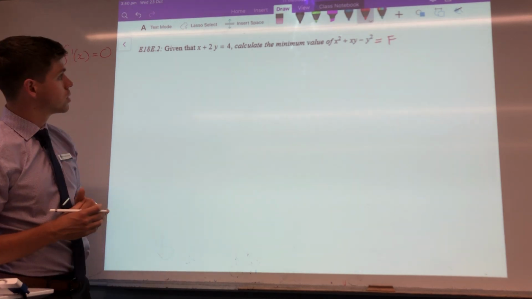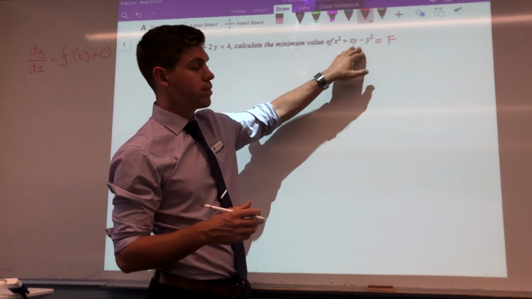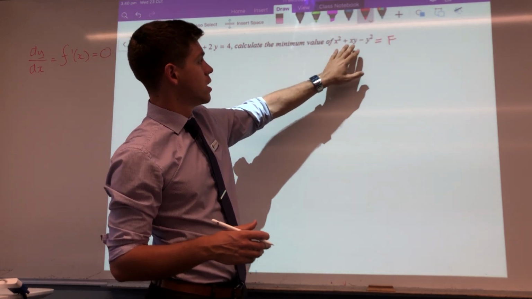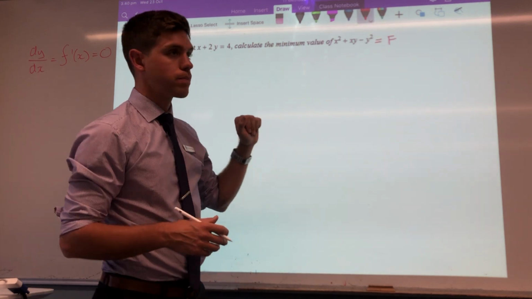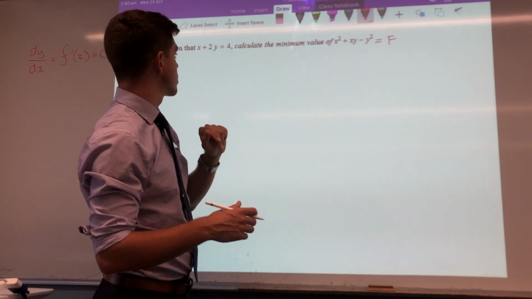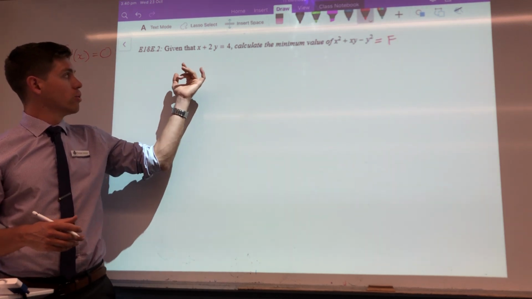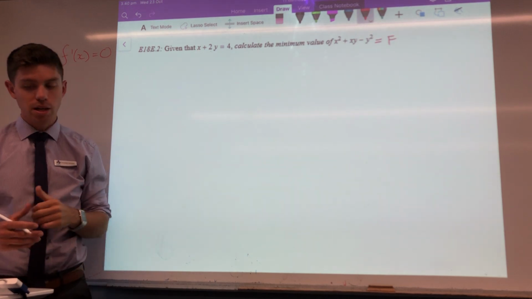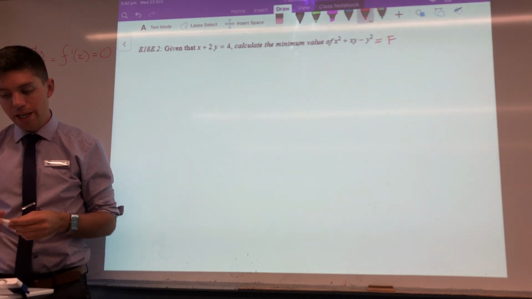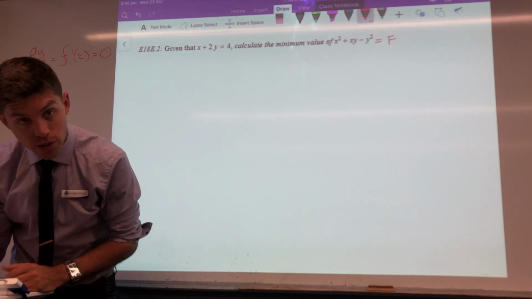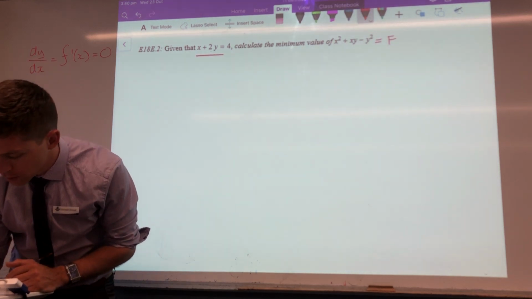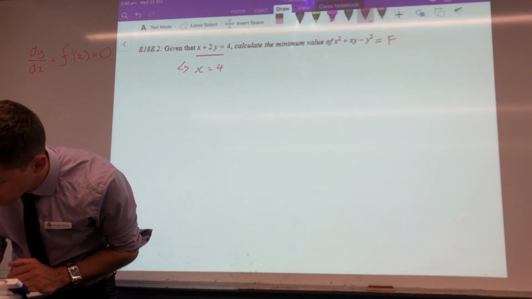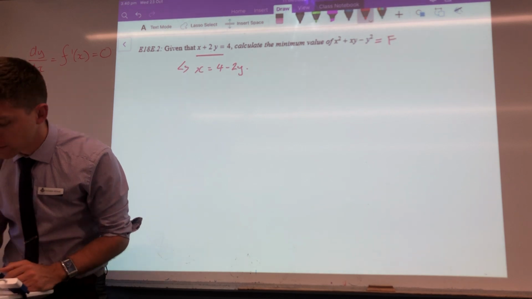And what I'm going to do, to evaluate the stationary point, the minimum value, is remove one of the 2 variables. Let's use this to remove one of the 2 variables. It won't matter which way you go, however, let's take away 2y from here to make x the subject, and that is going to be a little bit simpler in terms of the working. So this formula here can be rearranged to be x equals 4 minus 2y.